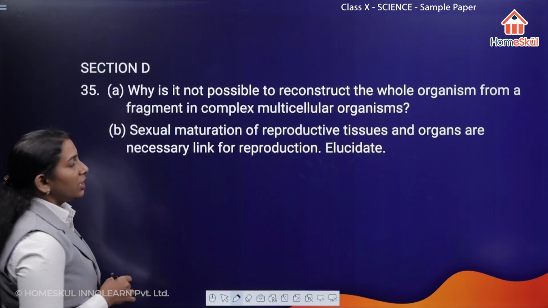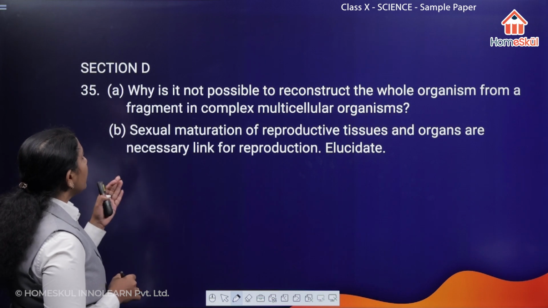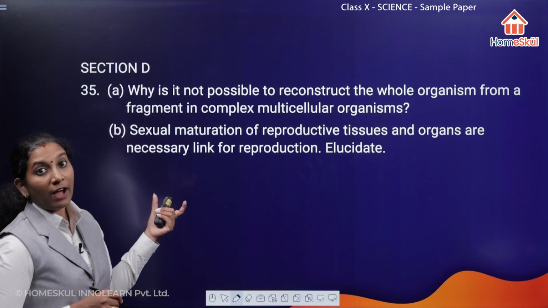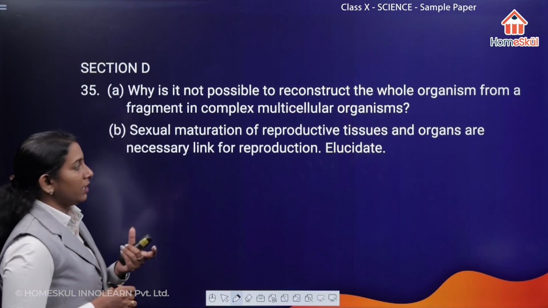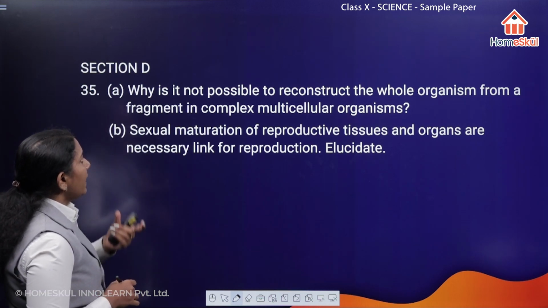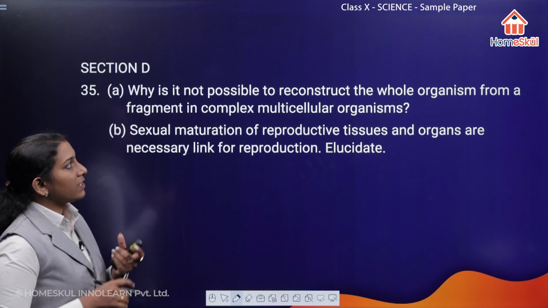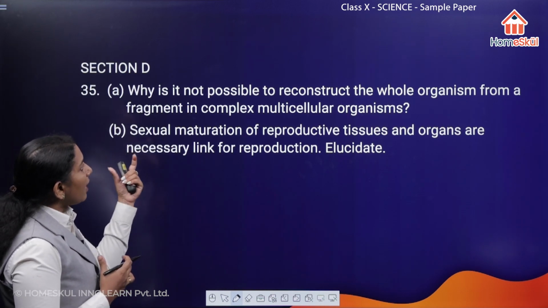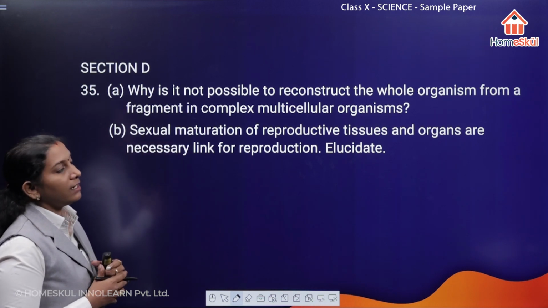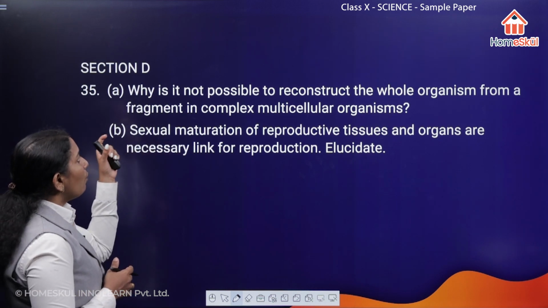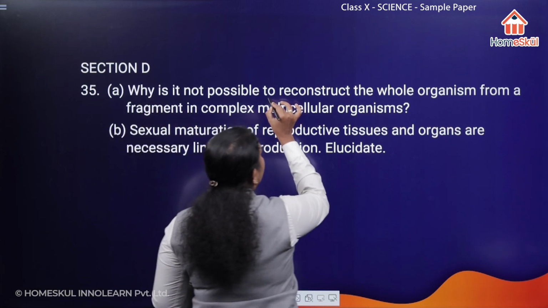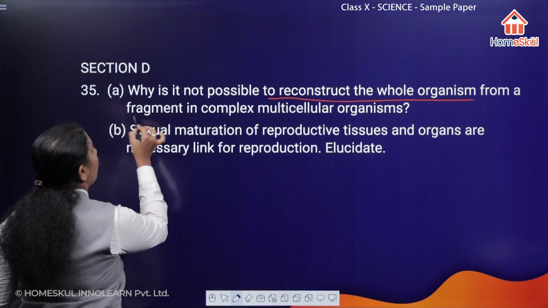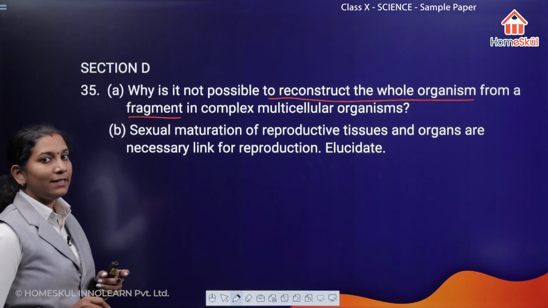Then, section D, okay. So, here you can expect questions of about 4 marks or 5 marks in this section. So, the question is, why is it not possible to reconstruct the whole organism from a fragment in complex multicellular organisms? So, why is it not possible to reconstruct the whole organism from where? From a fragment in complex multicellular organisms.